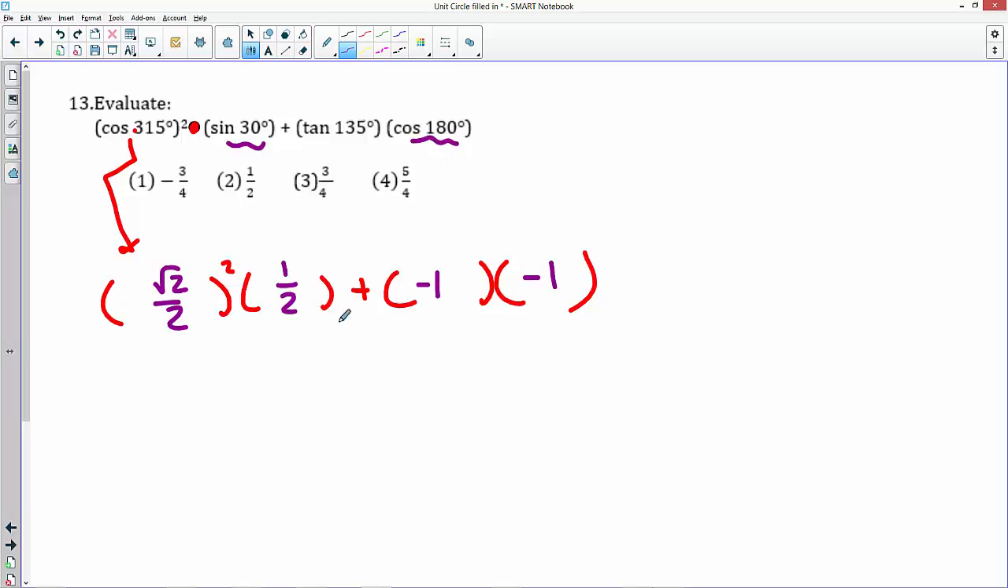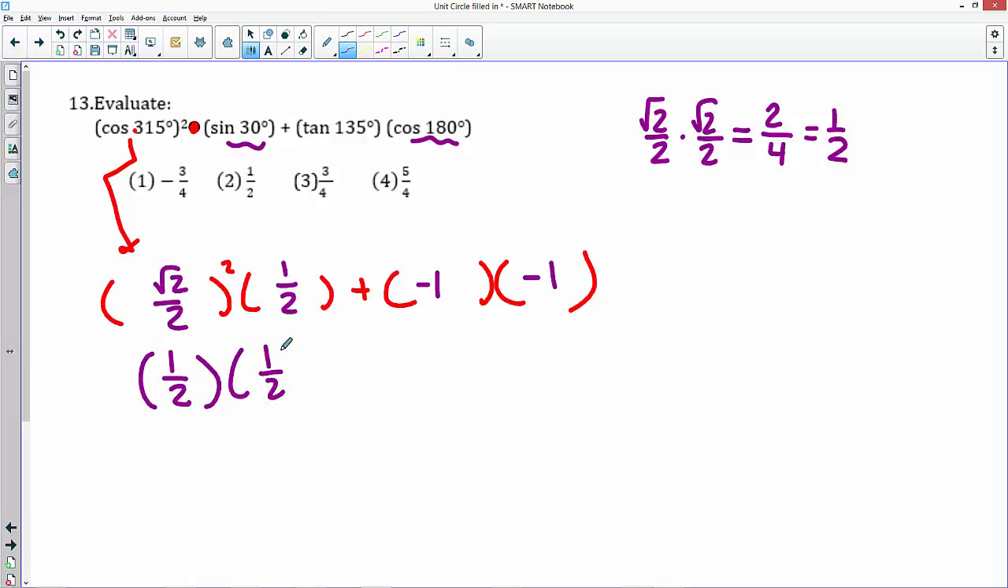Okay, so this is pretty much our work. The only thing we have to do is square this. So we're going to come over here and square something by writing it twice, multiplying it by itself. Okay, and that is the square root of 4, which is 2. And 2 times 2 is 4. Of course, this reduces to 1/2. Okay, so basically you get 1/2, because that's this squared, right, times 1/2 plus -1 times -1.